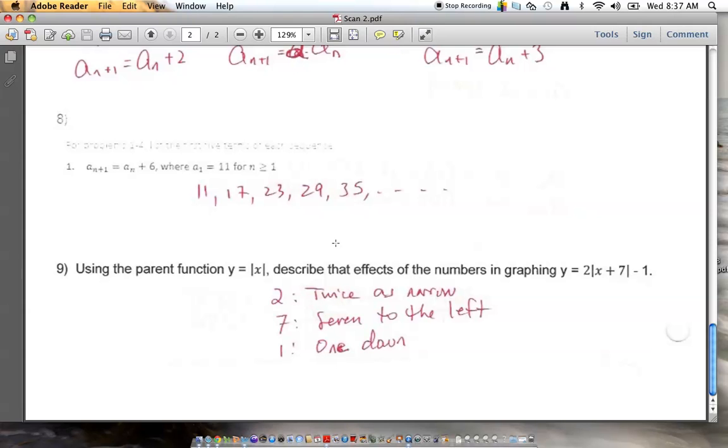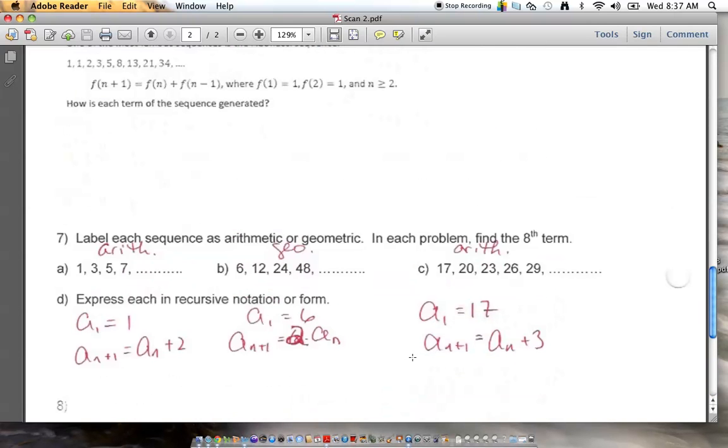And then it says, using the parent function, y equals absolute x, the role of each number. The 2 makes it twice as narrow. The 7 moves it 7 to the left. Remember, it's always opposite inside the parentheses. And the minus 1 is 1 down. Okay? Any questions? All right.